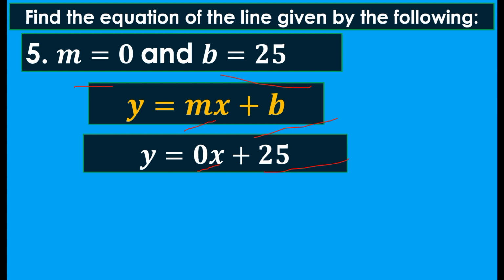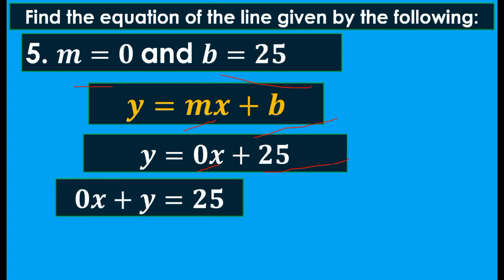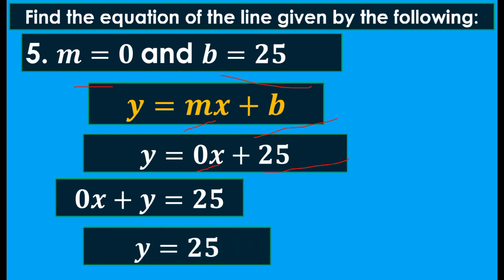Because 0 is the slope here. Remember that a slope can be positive, can be negative, it can be 0, and it can be undefined. That's why we place 0 here. But in the linear equation, remember that your a should not be equal to 0. But here in the example, your m can be 0 because your m here is the slope, not the numerical coefficient of your x. So what would happen now? 0x plus y equals 25. So it would become y equals 25.